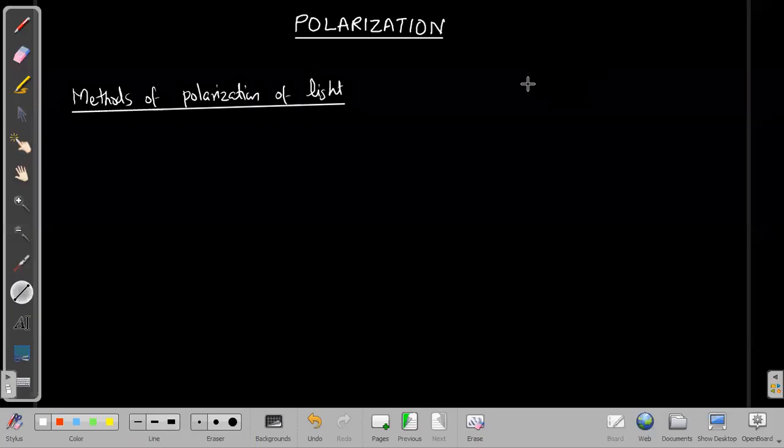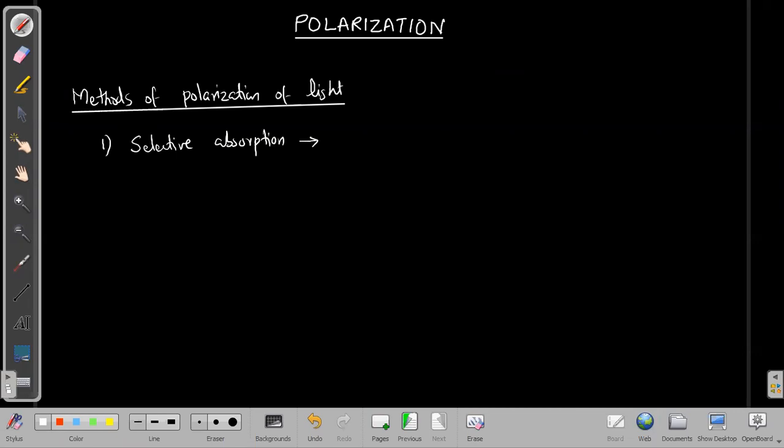Okay, so next we have to discuss different methods of polarization of light, basically electromagnetic waves. And we have already discussed one method. So what is that method? Polarization by selective absorption. This method we have already discussed, that is in the case of a wire grid polarizer.